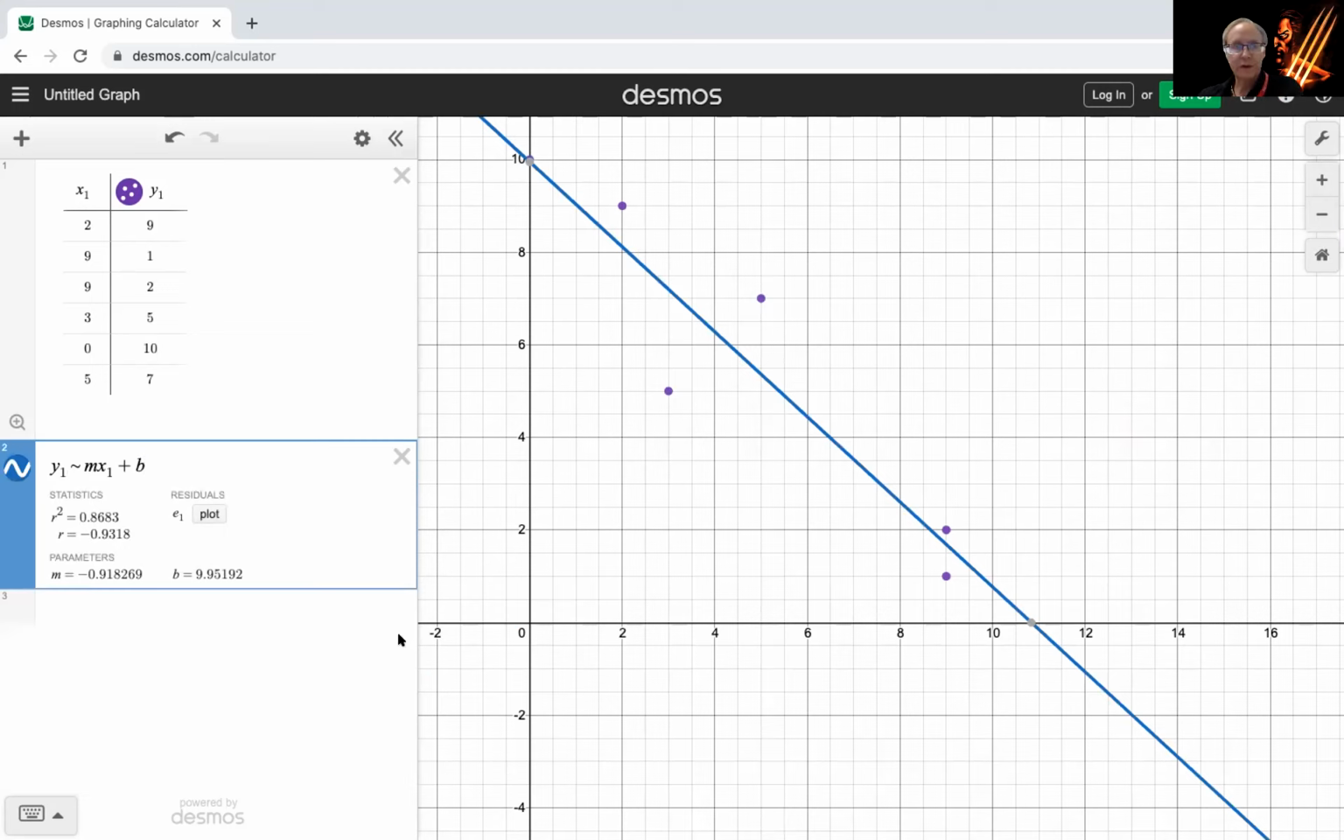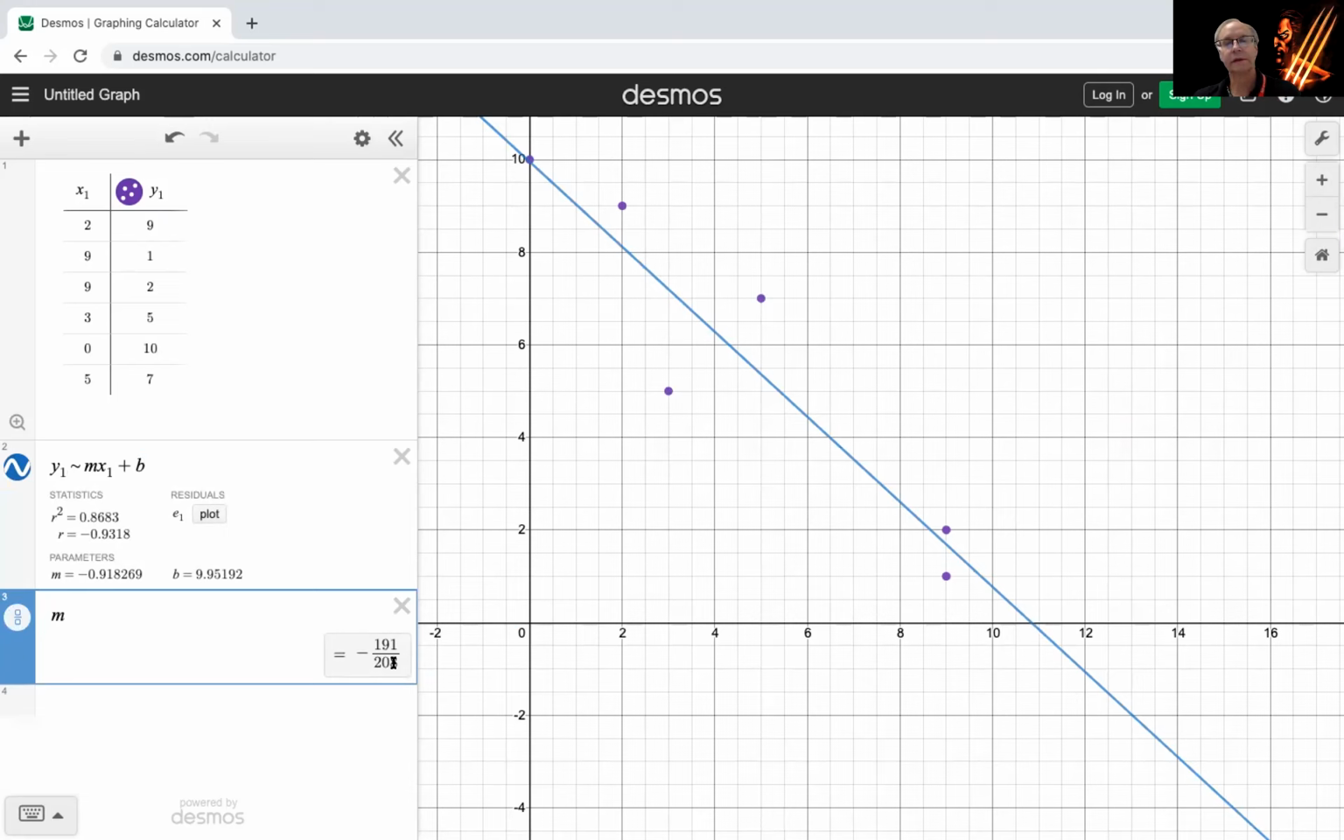Now they also ask me to find the slope, which is negative 0.918269. And remember, if you want it as a fraction, you could do m and put it in as a fraction if you wanted, but it's pretty ugly. There's the fraction for that. My b is 9.95, almost exactly 10, isn't it?